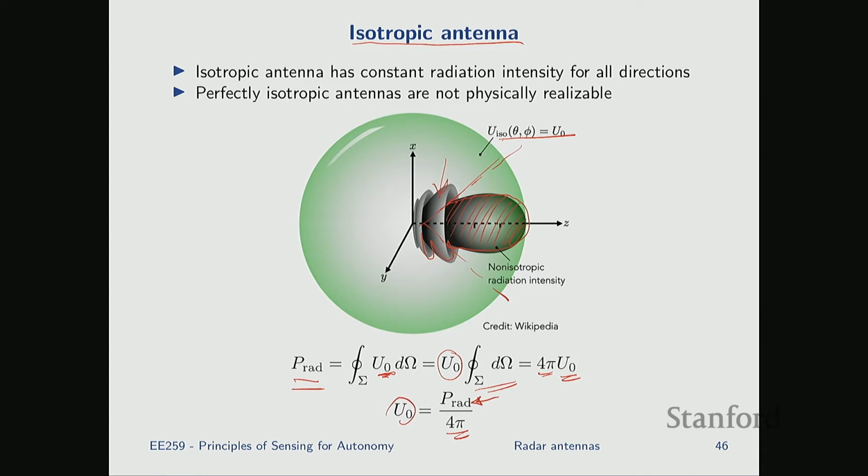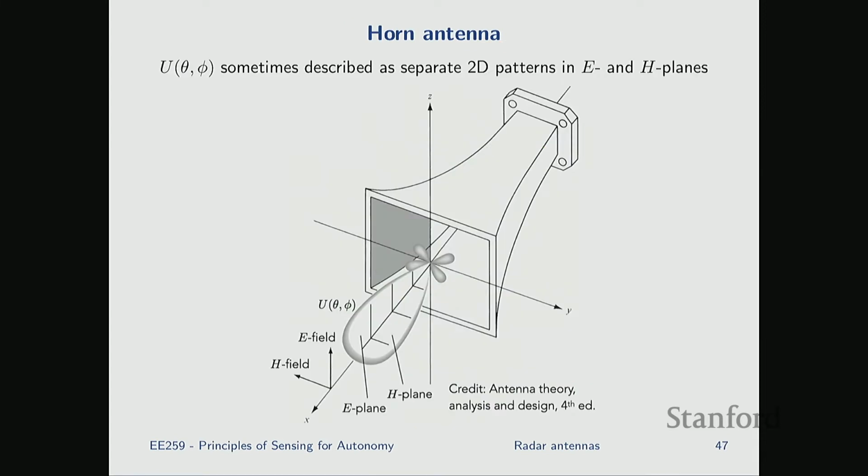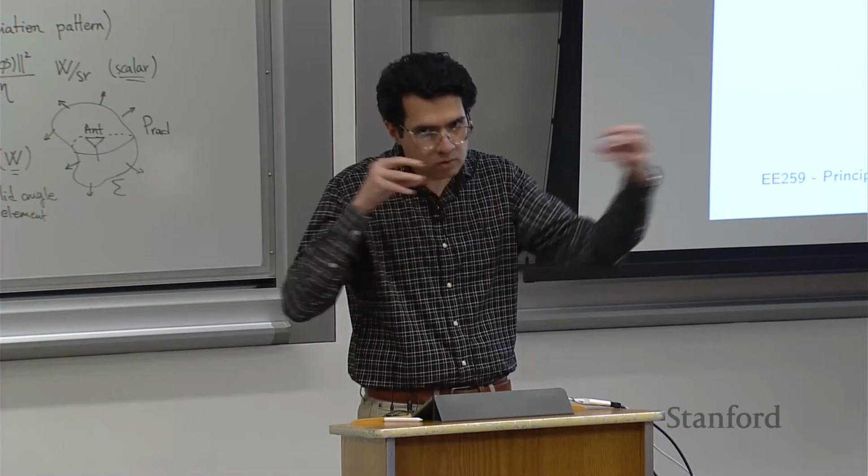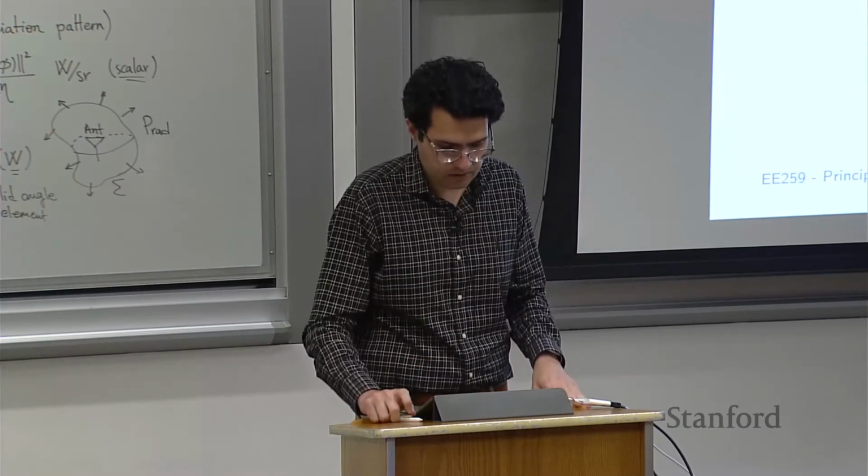Okay, so the isotropic antenna is one, but now, for instance, if you look at horn antennas, and last time I had one that we actually looked at, these have very directional radiation patterns. For horn antennas, most of the energy would be focused along the axis of the horn.